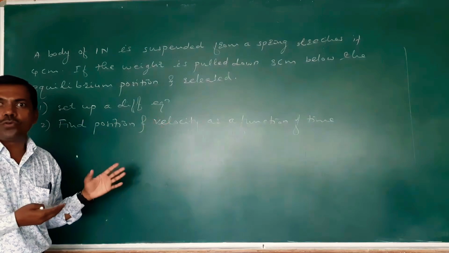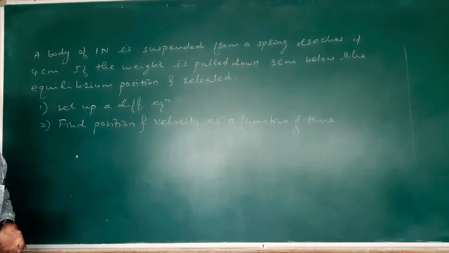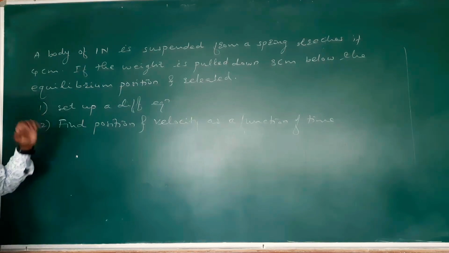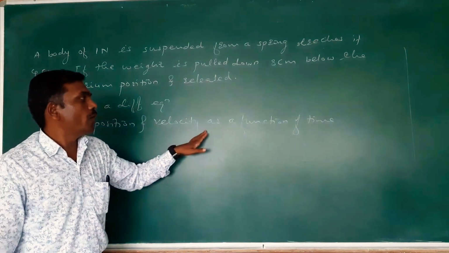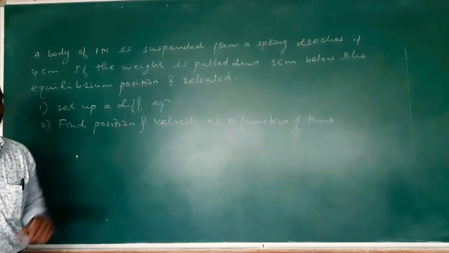So as I told you, sometimes we have to set up a differential equation. We know that differential equation m d2x by dt square is equal to minus kx. So set up a differential equation. Second one is find position and velocity as a function of time. Means we have to find x and v.